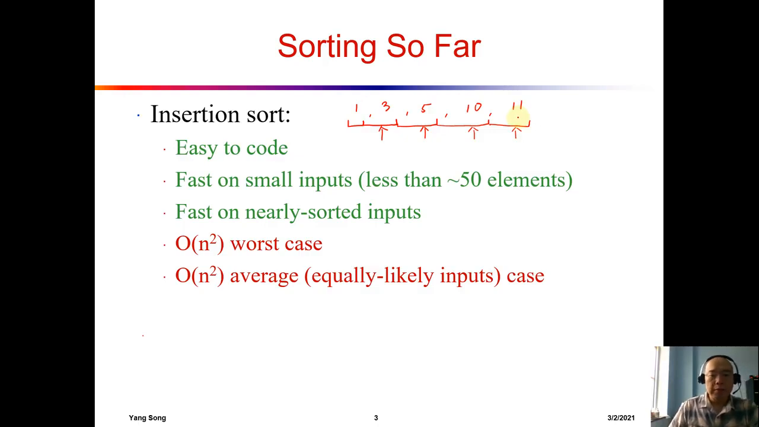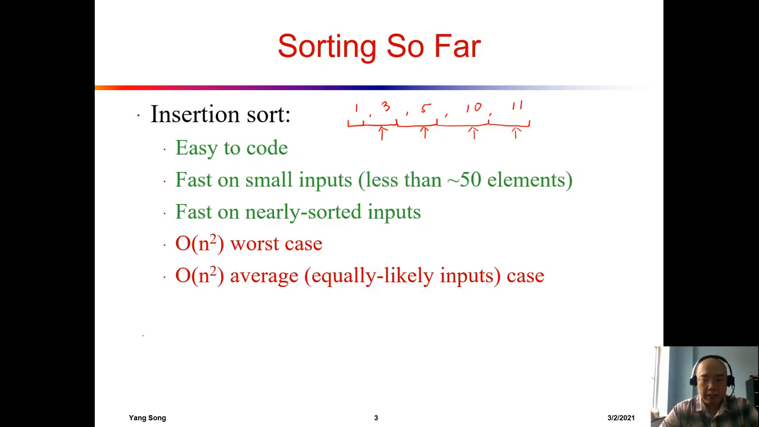So this means if we have a pre-sorted list, then in the best case, the insertion sort is a linear algorithm. And this brings me to this point. The point is, if we are doing a nearly sorted input, then the insertion sort will also be fast. Okay, and how about the worst case?